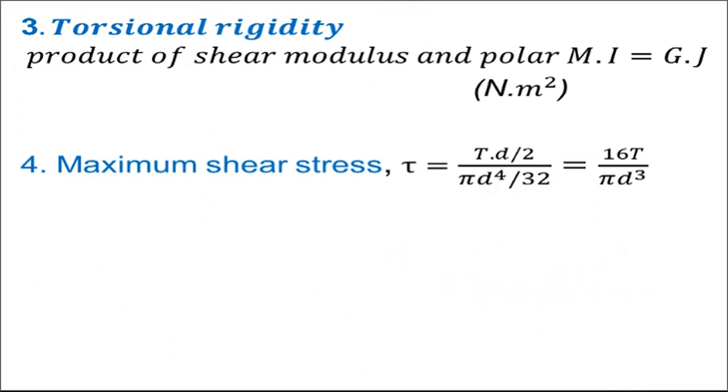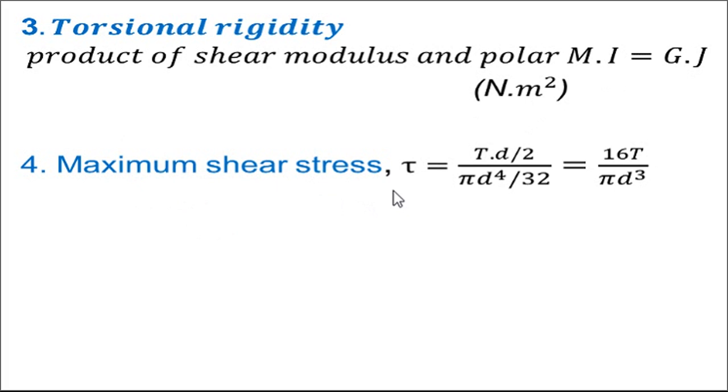After that, torsional rigidity. Torsional rigidity is the product of shear modulus and polar moment of inertia. Remember this definition: it is the multiplication of shear modulus G and polar moment of inertia J, and the unit of torsional rigidity is Newton into meter square. The torsional rigidity value can be determined by the formula G into J, and the unit is Newton into meter square.